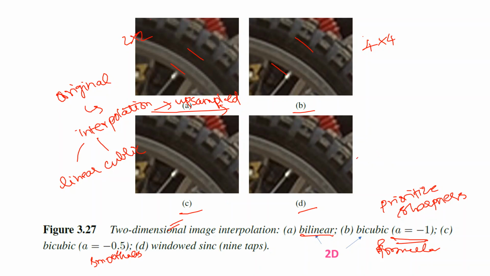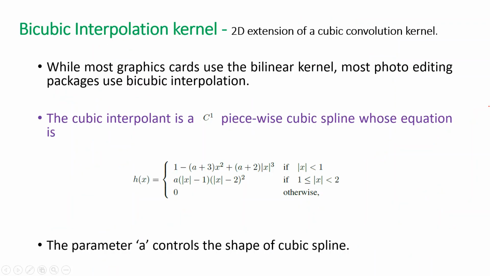So it prioritizes the smoothness. Windowed sinc means it will consider a large number of surrounding pixels. Here it will take 16 pixels, there it will take 4 pixels. It will take a large number of surrounding pixels to produce the result. So this results in an extremely sharp result. The quality of results will be higher when we use windowed sinc, but it is more computationally expensive. That is what is mentioned in the slide.